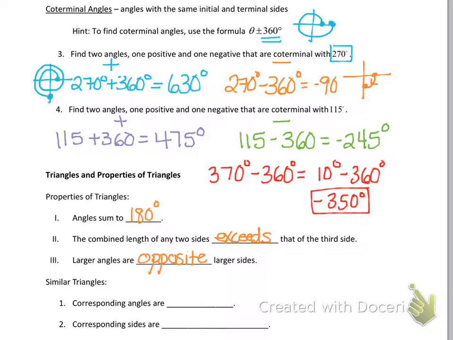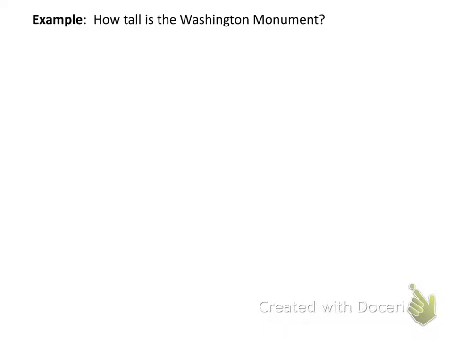Now, when we're talking about similar triangles, the corresponding angles are going to be equal, and corresponding sides are going to be proportional. So now knowing all this, we are going to look at an example.